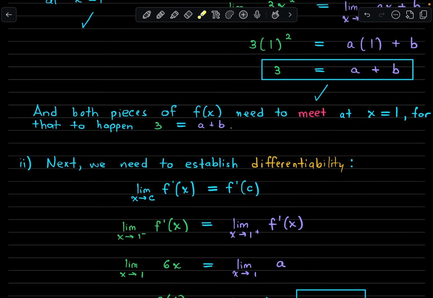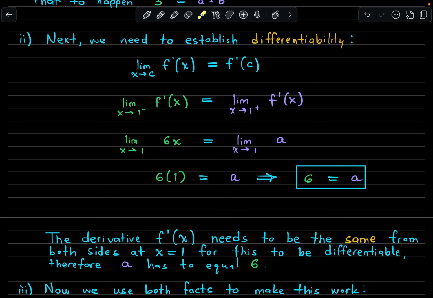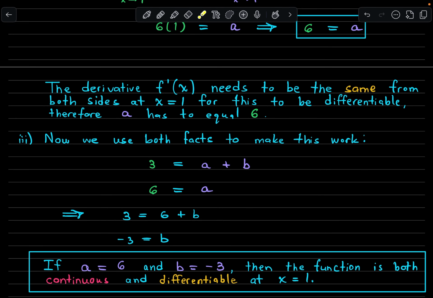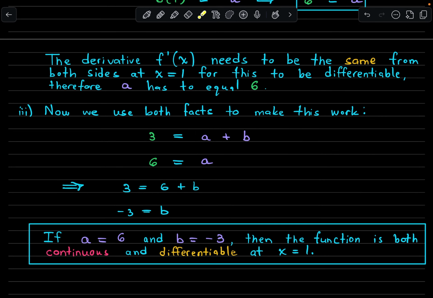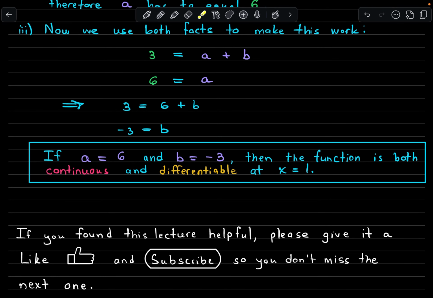Right, and then beyond that, we need to make sure that the limit of f prime of x from the left is equal to the limit of f prime of x from the right. Okay, so we can make use of both f of x and f prime of x in this case to make this work. All right, so this was a quick look at continuity and differentiability of functions.